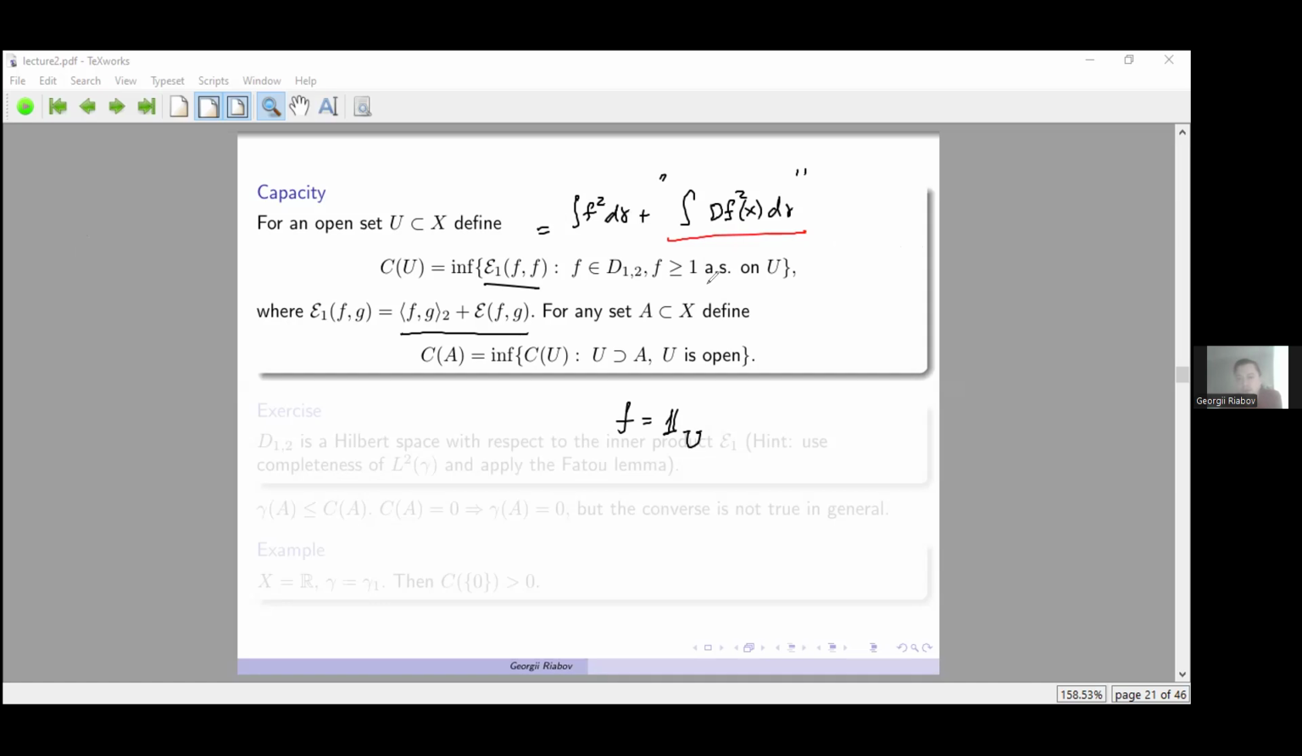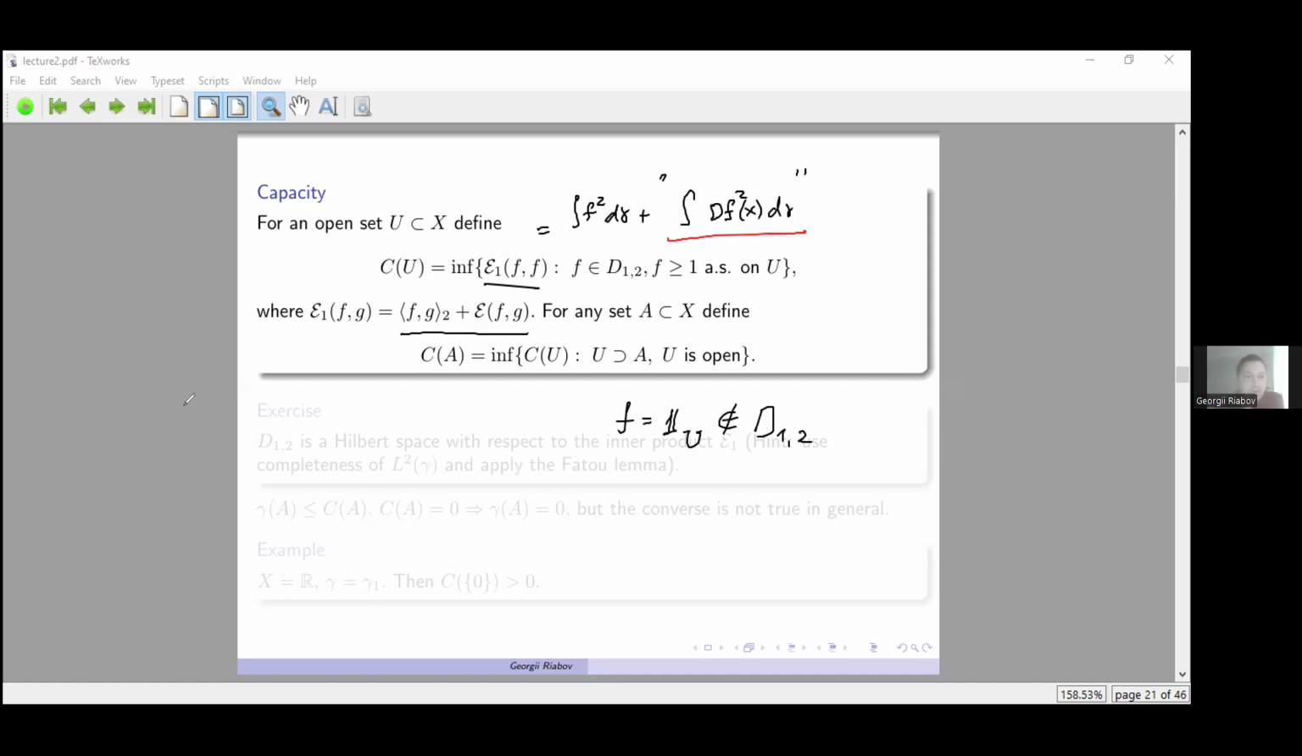It is equal to 1 on U. And well, the integral of this function squared is equal to the measure of U. However, such a function may not belong to the space D. Okay, so the capacity of an open set shows how well we can approximate this set by functions from the space D, which is an analog of differentiable functions.